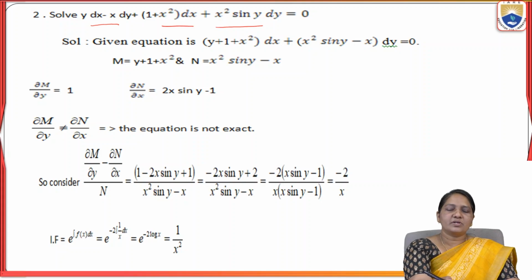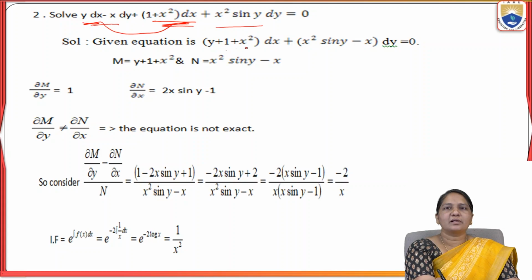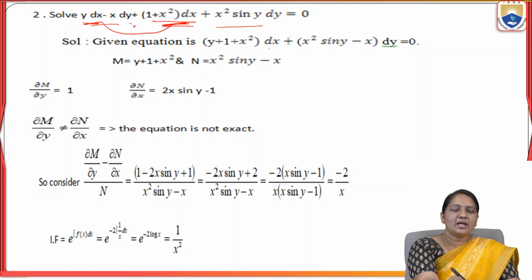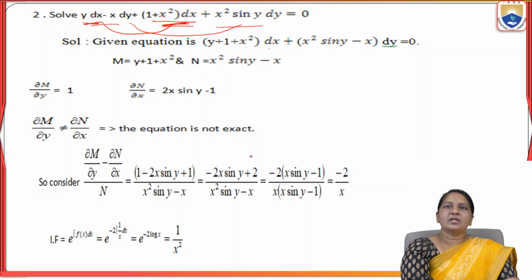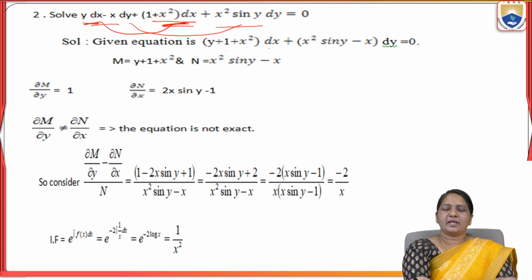What is the given equation? We are going to write here by dx, and for the dx, 1 plus x square. So we are taking these two: (y plus 1 plus x square) into dx, and here x dy is there, and here x square sin y. So (x square sin y minus x) dy. This is the dy term multiple and this is the dx multiple. That means this is in the form of M dx plus N dy equal to 0.